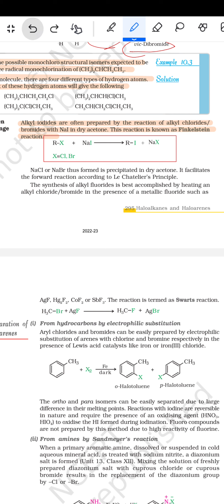NaCl or NaBr formed is precipitated in the dry acetone. It facilitates the forward reaction according to Le Chatelier's principle.